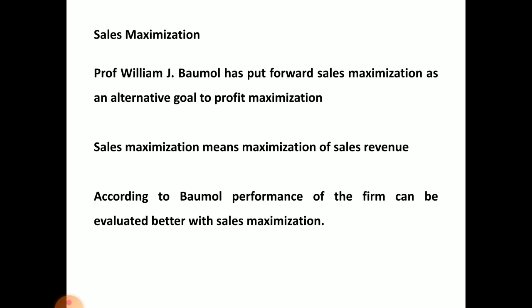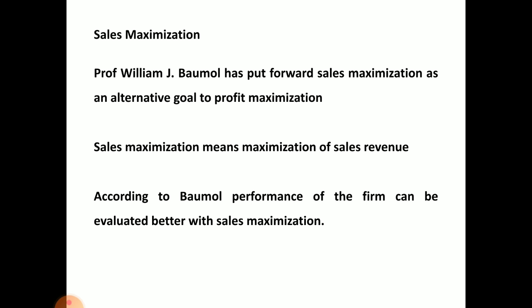This is a very important concept. There is always a difference between profit maximization and sales maximization. In fact, they contradict each other. What is sales maximization? Sales maximization is an alternative goal to profit maximization, which means to say that profit maximization and sales maximization do not go together. Sales maximization means maximization of the sales revenue.